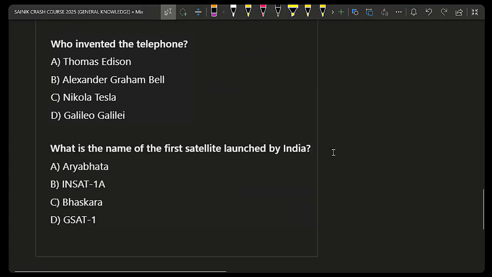Next question is, what is the name of the first satellite launched by India? Aryabhatta, INSAT 1A, Bhaskara, GSAT 1.